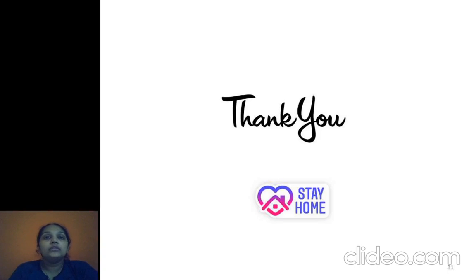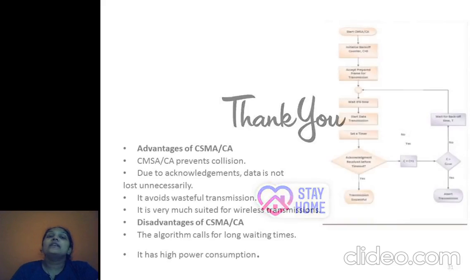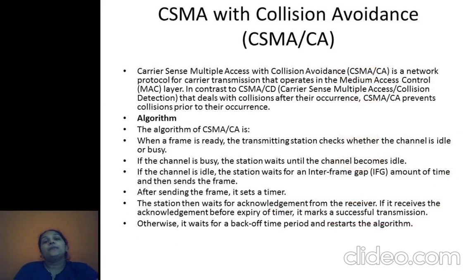Today we learned the CSMA-CA algorithm. So let's conclude today's lecture on CSMA-CA. CSMA-CA is a carrier sense multiple access collision avoidance algorithm. It is basically a network protocol. It helps us prevent the collision prior to its occurrence in the channel or transmission medium while transmitting data from the sender to the receiver side.